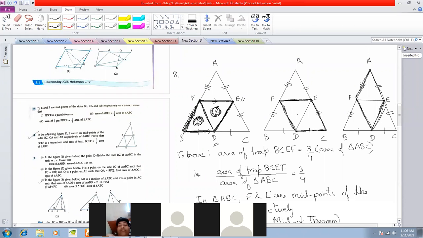Now look at the second figure. In this figure, FECD is a parallelogram and ED here is a diagonal of this parallelogram. So it must divide the parallelogram into two congruent triangles from the theorem. So therefore, this triangle must be congruent to this triangle.